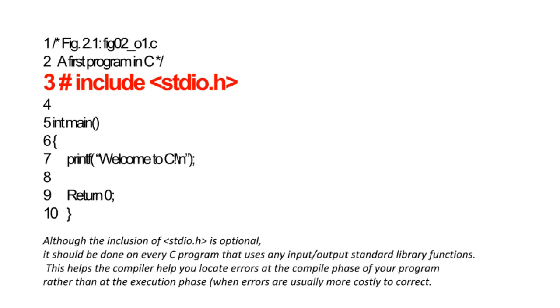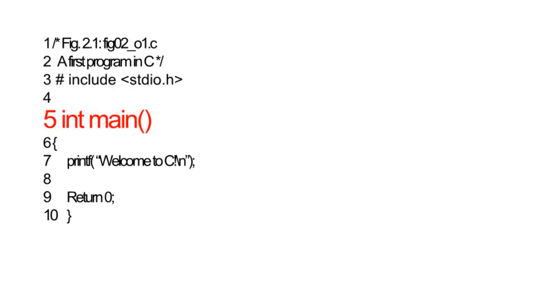The header file also contains information that helps the compiler determine if calls to library functions have been written correctly. Line 5, int main, is a part of every C program. The parentheses after main indicate that main is a program building block called a function. C programs contain one or more functions, one of which must be main. Every program in C begins executing at the function main. The left brace must begin the body of every function. A corresponding right brace must end each function. This pair of braces and the portion of the program between the braces is also called a block. The block is an important program unit in C.